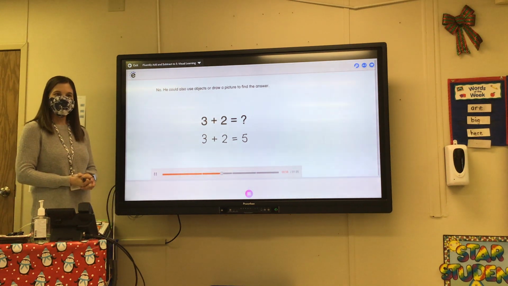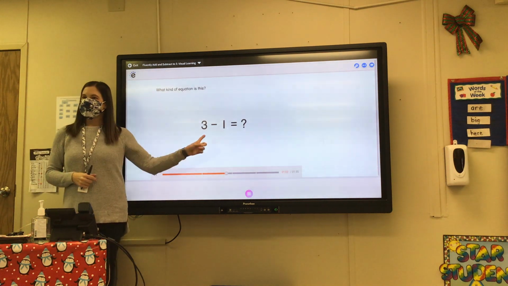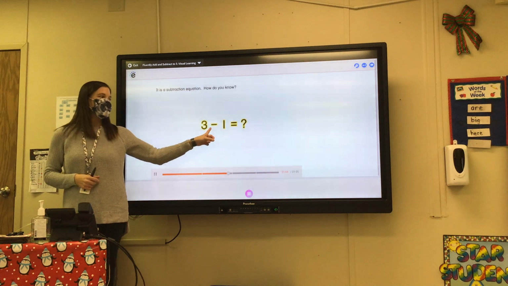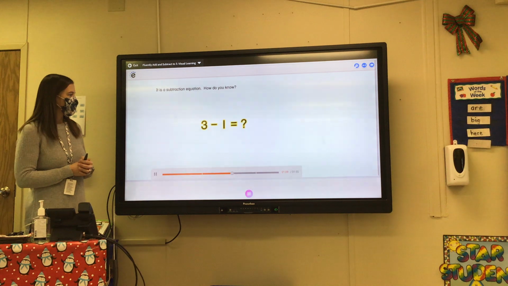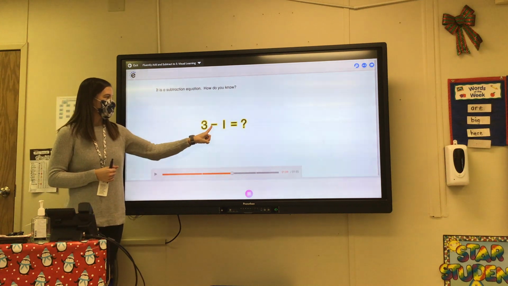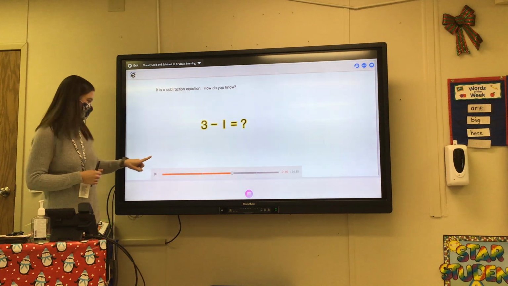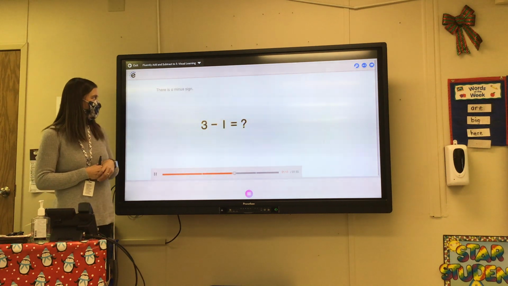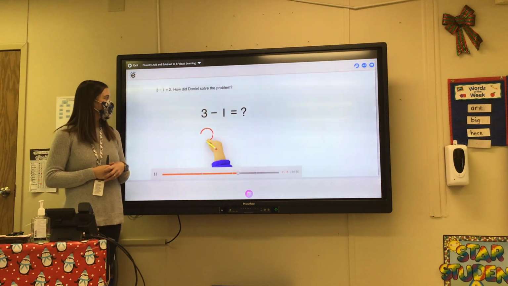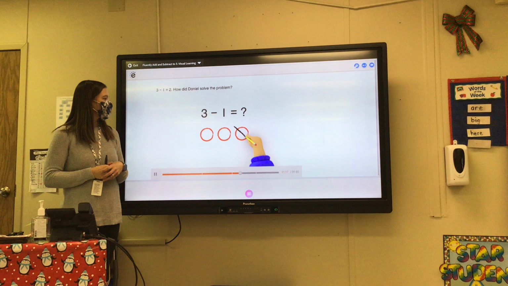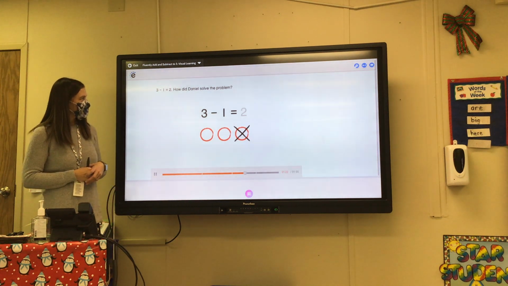It's just another way. What kind of equation is this? It is a subtraction equation. How do you know? Because of the minus sign. The minus sign shows it's subtraction. 3 minus 1 equals 2.